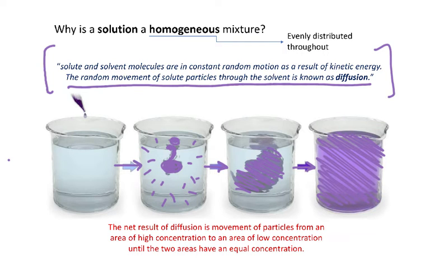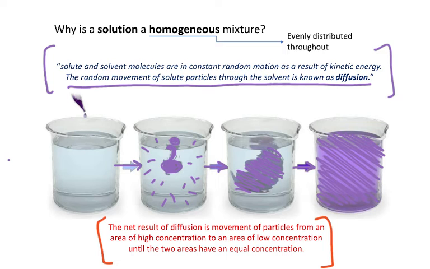So the net result of diffusion is the movement of particles from an area of high concentration to an area of low concentration until the two areas have equal concentration. So this sounds kind of like an equilibrium because it is, okay? So that's the basic idea of how solutions end up homogeneous: through diffusion.